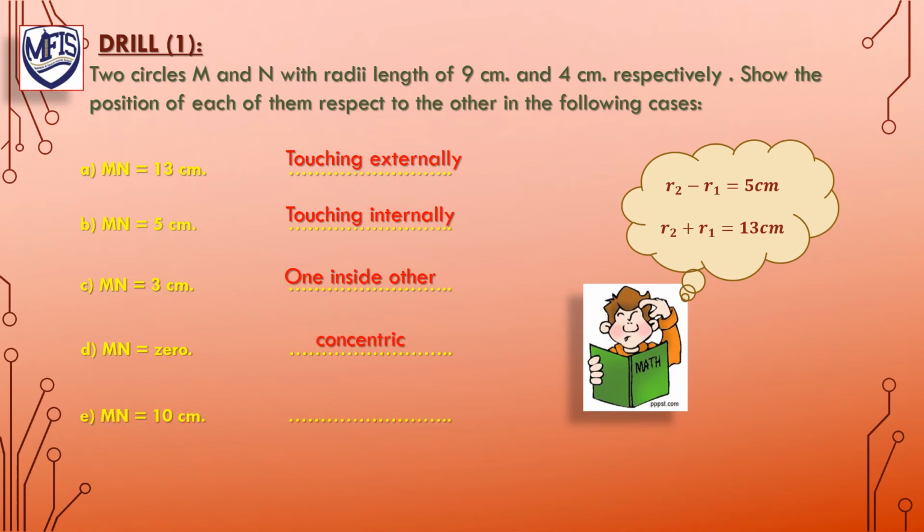Number E, MN equals 10. That means the length of MN is between the difference and the sum. Therefore, the two circles are intersecting. Again, if the length of the line of centers MN is between the difference and the sum, the two circles are intersecting. The last one, if MN equals 15, MN is greater than the sum, that means the two circles are distant.